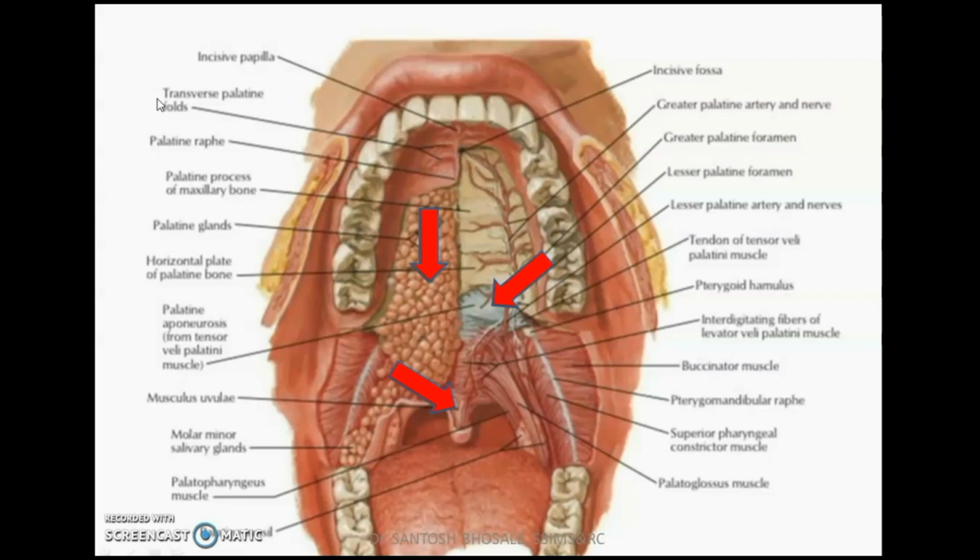In the anterior part, you are seeing transverse palatine folds. If you roll your tongue just behind your incisors in the upper jaw, you can feel the transverse palatine folds.